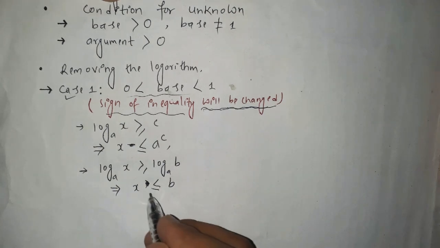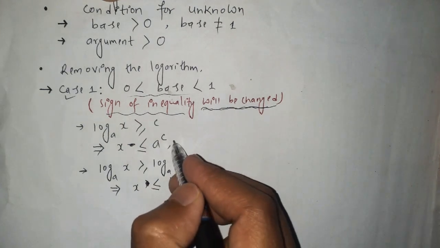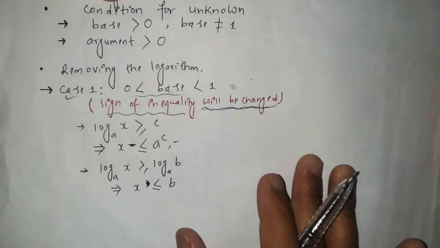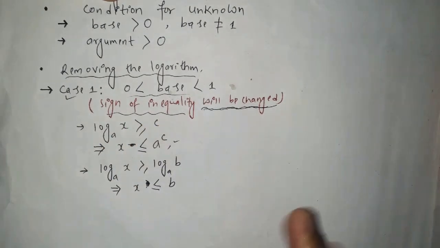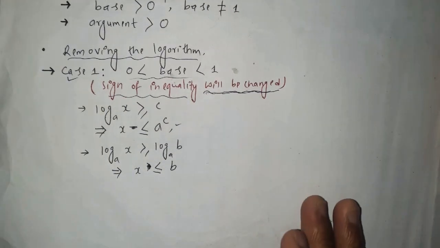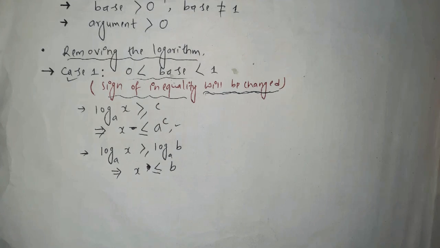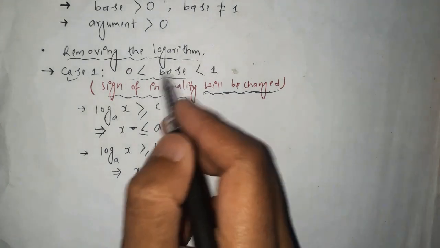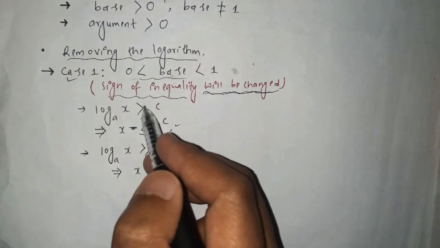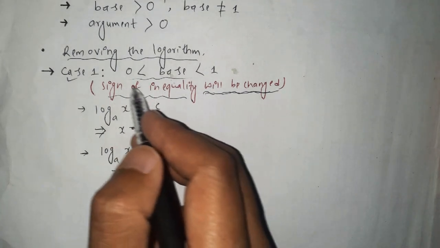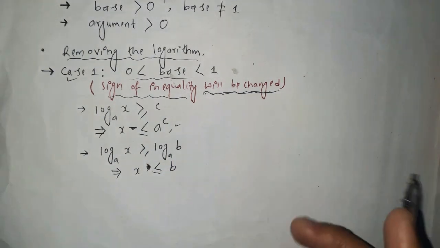Here we remove the logarithm, and here also we remove the logarithm. These steps are for removing the logarithm given in the inequality, and the logarithm will be removed according to the base. If the base lies in this range, then we have to change the sign of the inequality. We have to reverse the sign of the inequality.